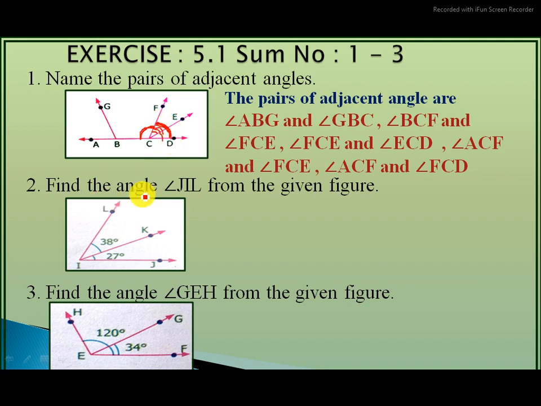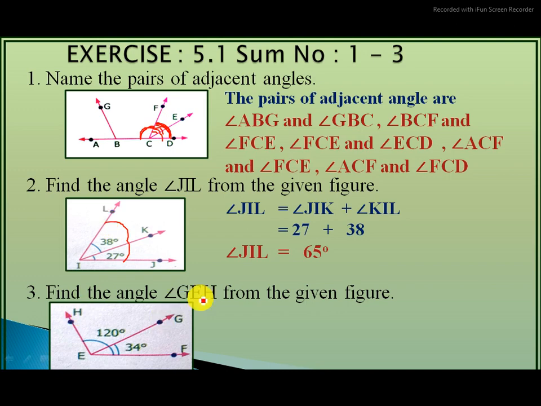Find the angle JIL from the given figure. So we know that LIK is 38 degrees and KIJ is 27 degrees. If you want to find the angle JIL, you have to add these two angles to get angle JIL. So when you add 27 plus 38, you get 65 degrees.